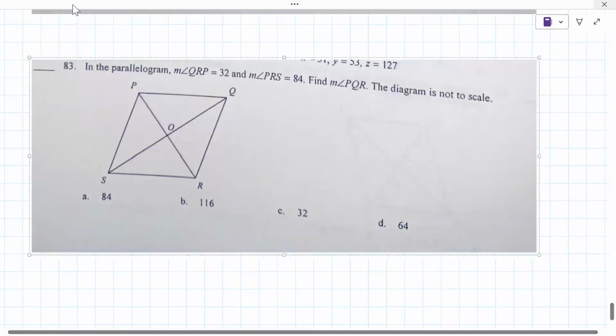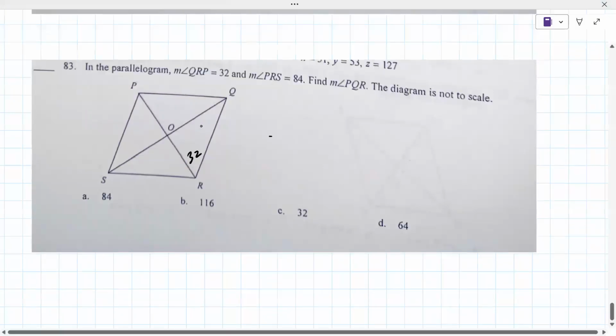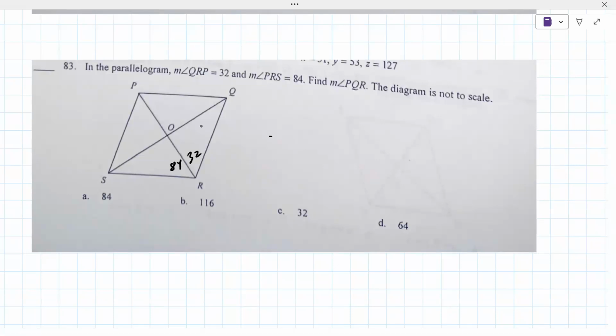All right. So now let's label them without all the other junk because it gets confusing. That's 32. That's 84. It is a parallelogram. That means that these are parallel. So that means this is 84 and this is 32.